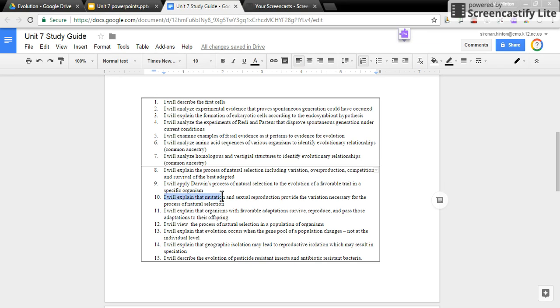I'll explain that mutation in sexual reproduction provides the variation necessary for the process of natural selection. We saw that mutation is a change in the DNA. Because everyone looks different, natural selection is able to select the best differences or the best mutations. I'll explain that organisms with favorable adaptations survive, reproduce, and pass those adaptations to the offspring. Survival of the fittest. I'll review the process of natural selection in a population of organisms. That's my giraffe example.